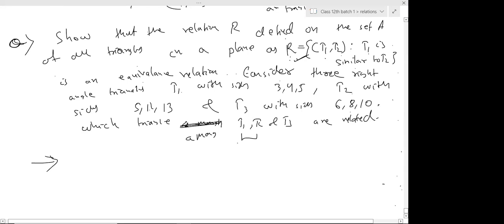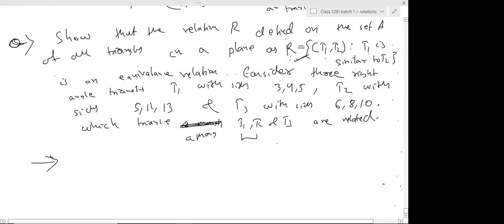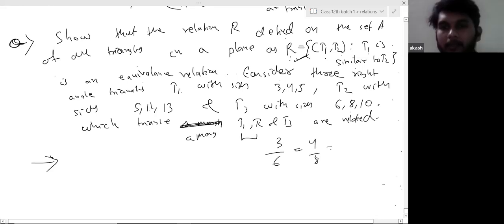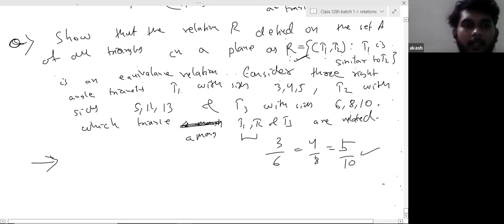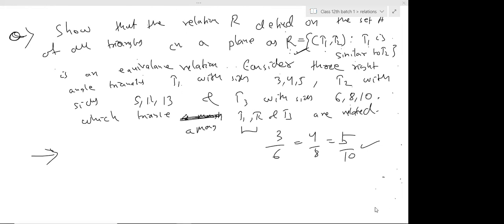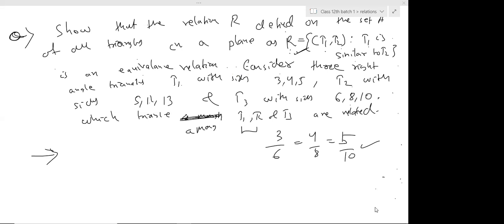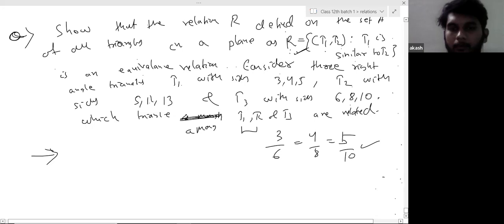Anyone? So T1 and T3 are related. Why is that? Because the ratio of their sides are equal. Absolutely right. Because 3 by 6 is equal to 4 by 8 is equal to 5 by 10. This is the condition from which we check similarity of triangles, class 10. Yes, sir. Shikhani, this is clear? Yes, sir. All right. So no need for me to solve this, right? No, sir. All right then. Let's move on to another question.